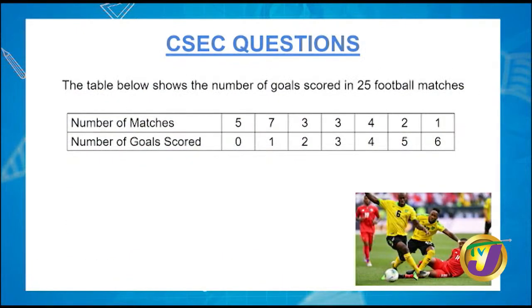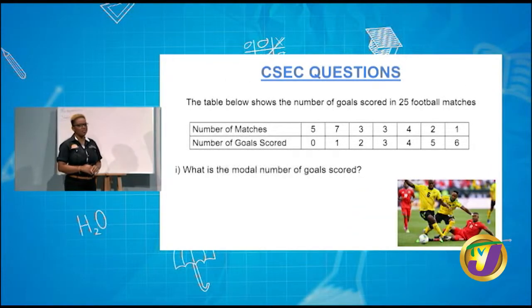All right, so here we have a CSEC question, and it says the table below shows the number of goals scored in 25 football matches. And here we have the table, and they want us to find 1, the modal number of goals scored, and 2, the median. We're finding the modal number of goals scored. Let's start with the first one, yes.